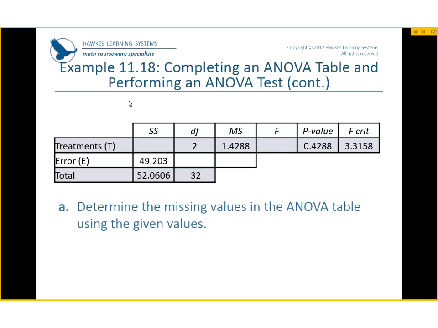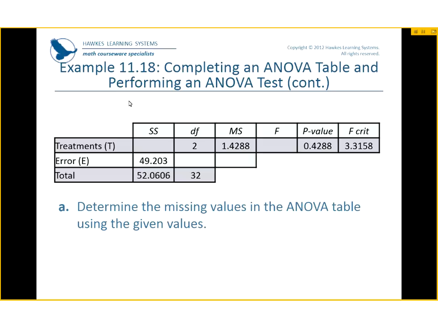For the treatment degrees of freedom, there's 2. Why is there 2? Because we had 3 categories: people who took 1,000 milligrams, people who took 500 milligrams, and people who took no milligrams. So 3 minus 1 gives you 2. We don't have the degrees of freedom of error, but we do have the degrees of freedom total. We do have the mean squared treatment, but we don't have the mean squared errors. And finally, we don't have the F value, but we have our P value and our F critical value.